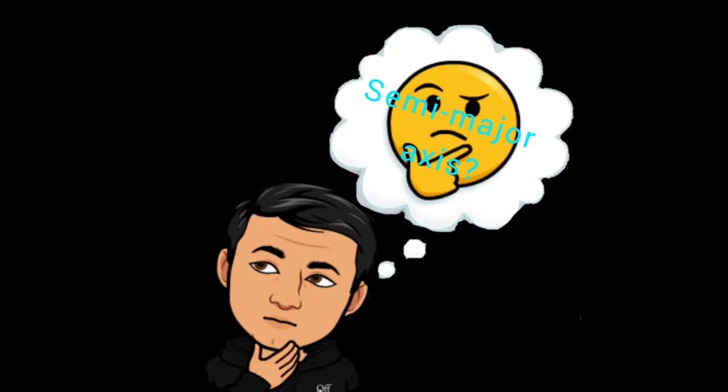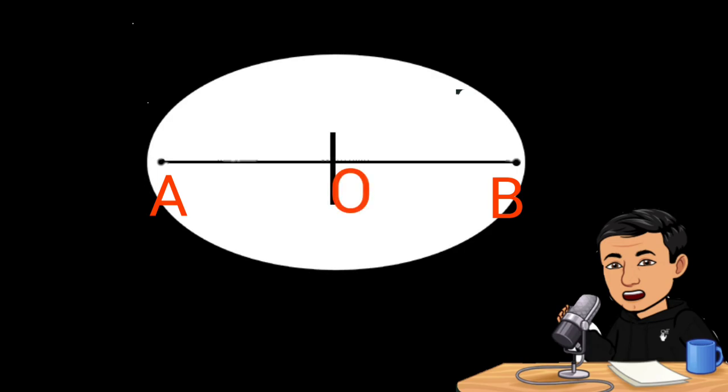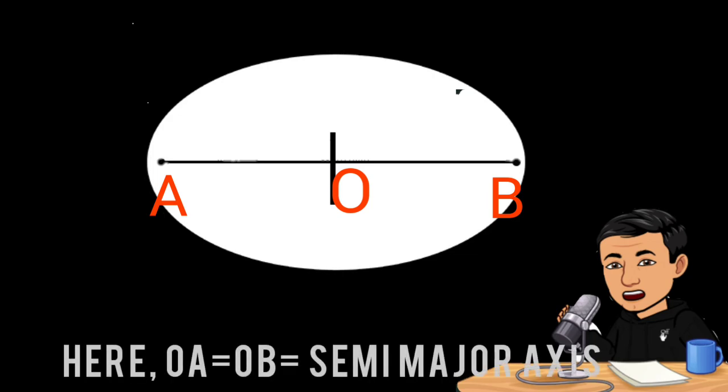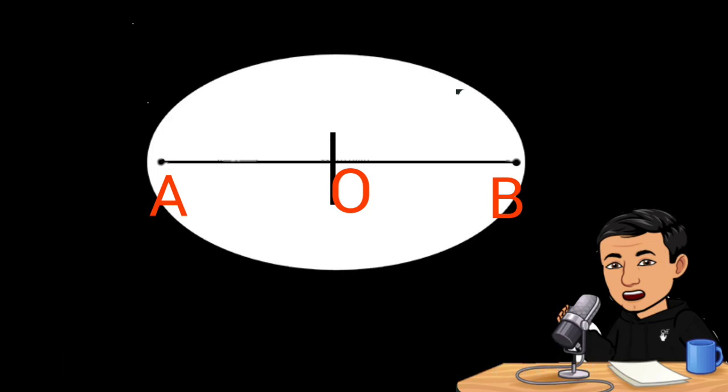Now here comes the question. What exactly is a semi-major axis? So let there be an ellipse. Now the longest possible line segment that can fit in this ellipse is known as its major axis. In this case, the line segment is AB. Dividing this axis or the line segment into two equal parts, we get our semi-major axis. The semi-major axis passes through both foci in an ellipse when extended.